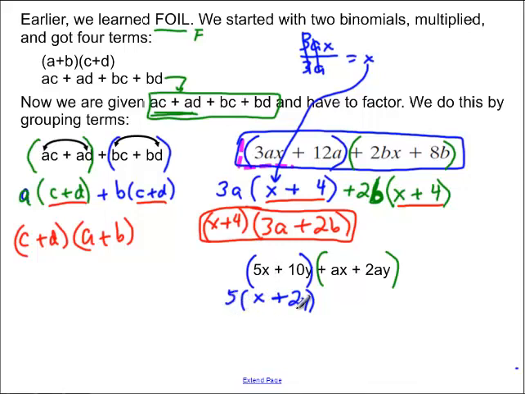5 times x is 5x. 5 times positive 2y gives me positive 10y, and there, we've done a good factorization. All right, so let's switch to green and start factoring this.